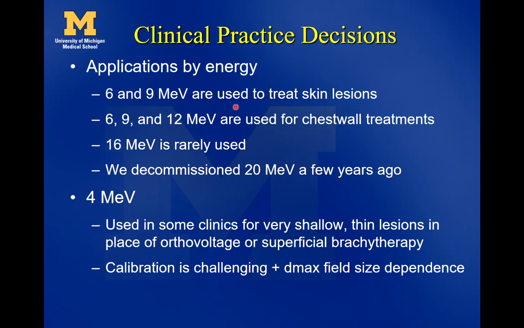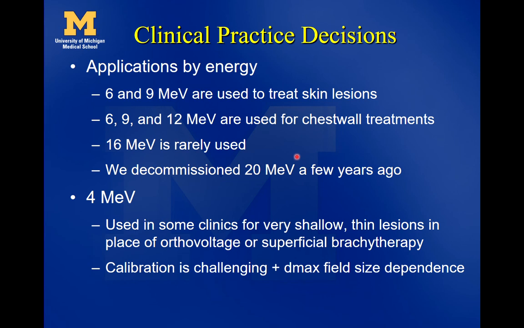6 and 9 MeV are typically used to treat skin lesions and things like that, and for breast cancer, chest wall boost or scar boost. 6, 9, and 12 are used for chest wall treatments. 16 MeV is rarely used in the clinic. It's not often that we need an electron beam that's that penetrating.